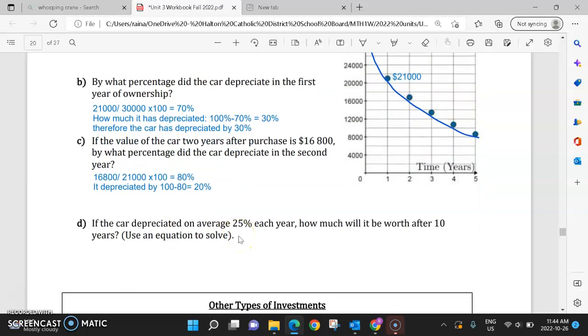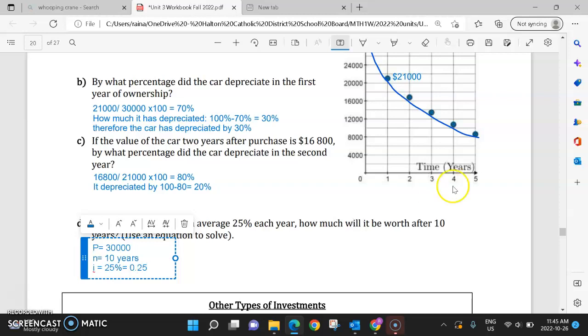If the car is depreciated on average 25% each year, how much will it be worth after 10 years? This is where you want to use an equation to solve because you're looking at a time frame. So we're looking at our initial value, our principal value. That's going to be 30,000 because that's how much I bought the car for. The time period that I'm looking for is 10 years. I'm going to say on average, it drops down by 25%. So my interest rate is 25% each year, which is 0.25, okay? How much is this worth in 10 years?